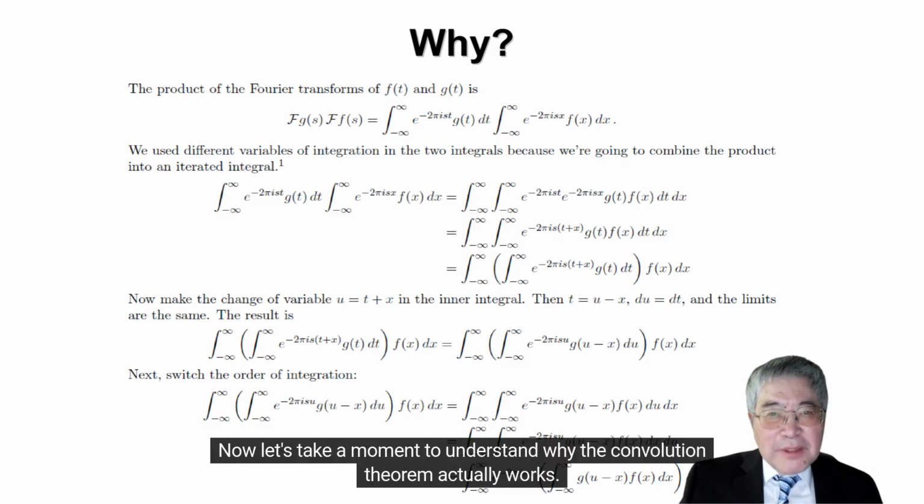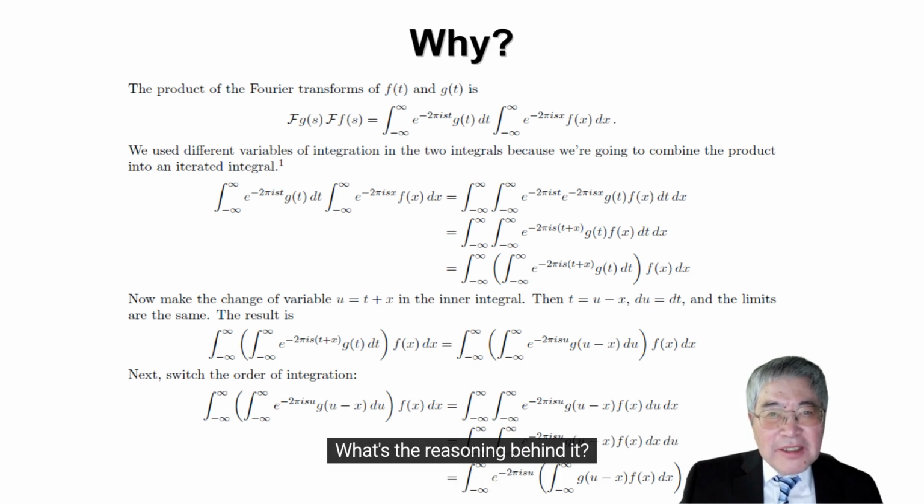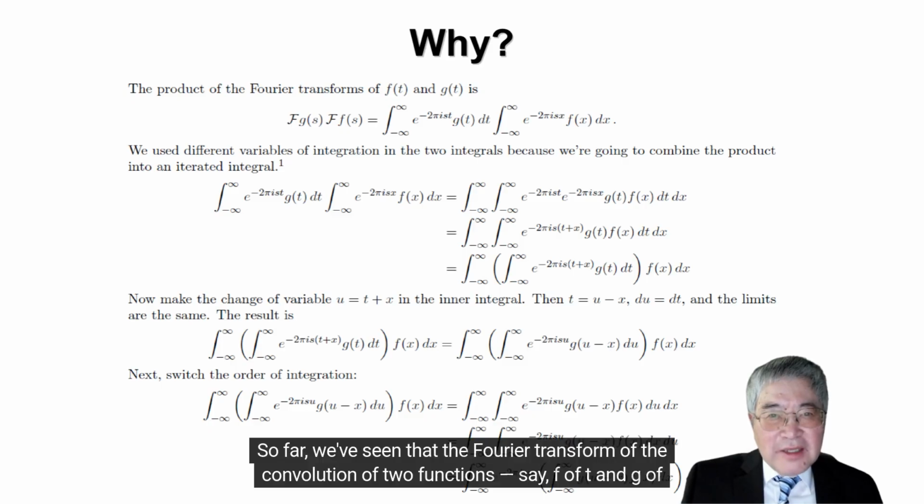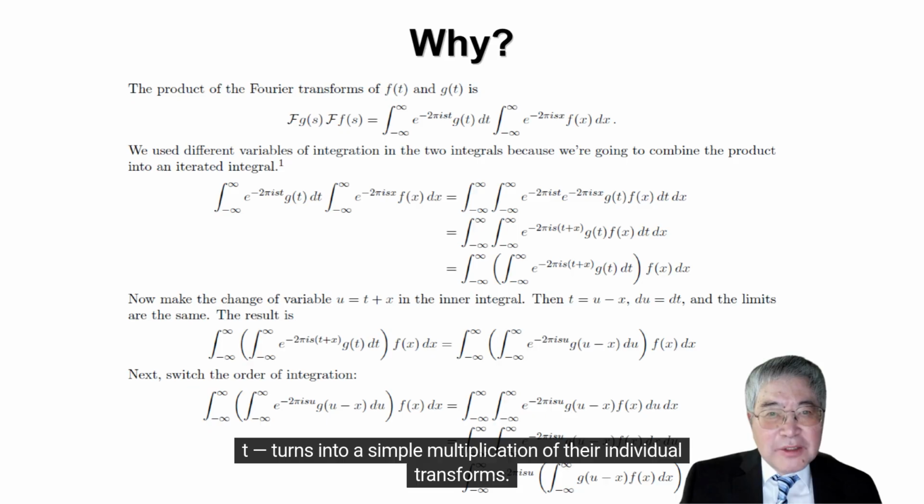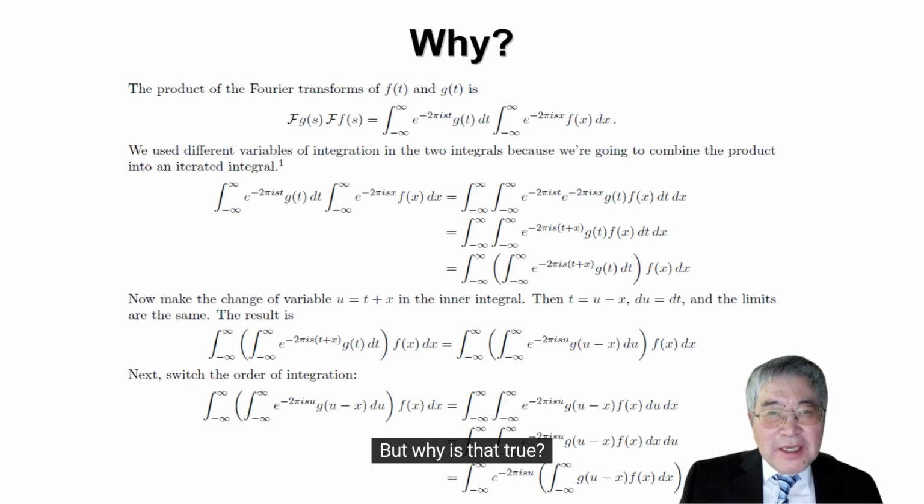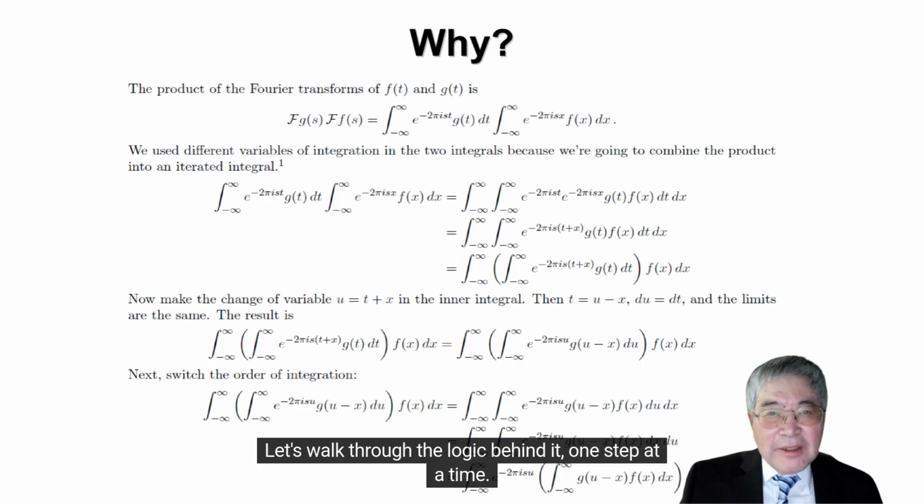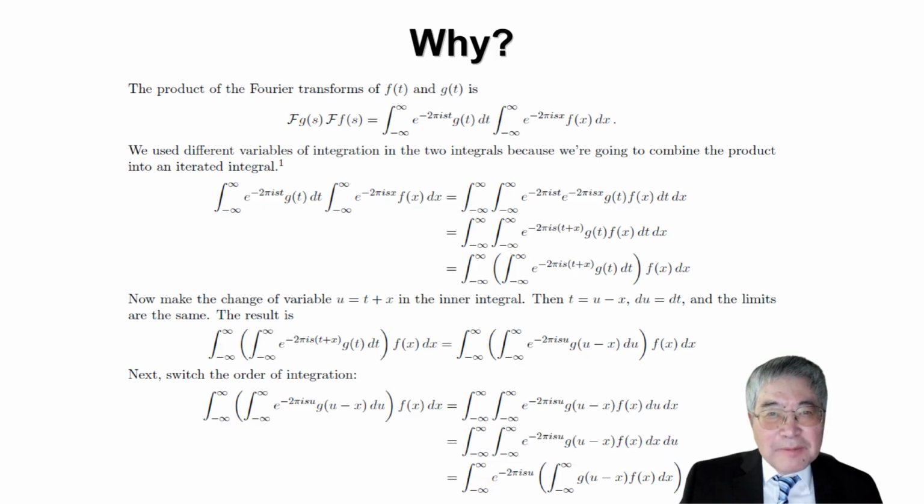Now let's take a moment to understand why the convolution theorem actually works. What's the reasoning behind it? So far, we've seen that the Fourier transform of the convolution of two functions, say f of t and g of t, turns into a simple multiplication of their individual transforms. But why is that true? Let's walk through the logic behind it, one step at a time.